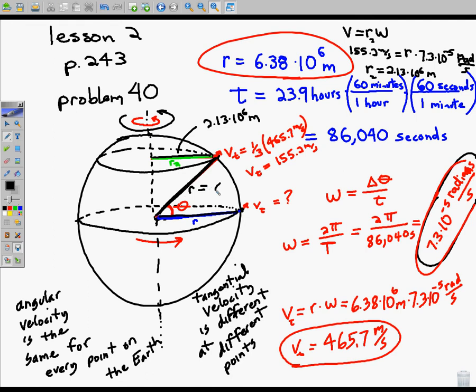That right there is 6.38 times 10 to the 6 meters. And then if we know that this up here is 2.13 times 10 to the 6, we can easily find this angle in here, phi, by using which trig function? Sine. So inverse sine of phi equals opposite over hypotenuse. So sine of phi is going to equal R2 over the whole R.